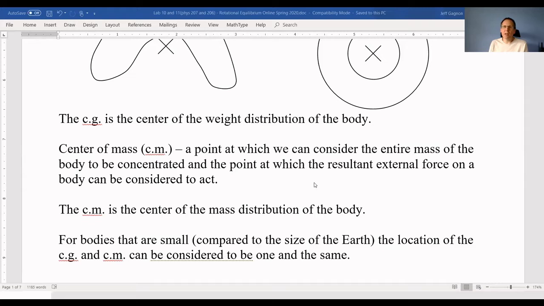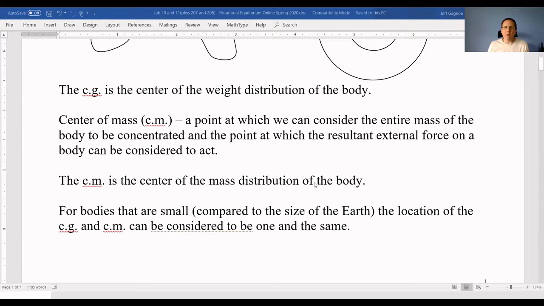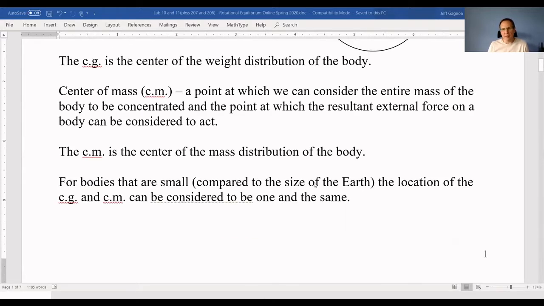It's a point at which we can consider the entire mass of the object to be acting. And you might think, well, what's the difference? It sounds like center of gravity and center of mass are exactly the same thing. Well, remember how we calculate the weight of an object. Center of gravity depends on the weight of the object. Weight is mass times g, the acceleration due to gravity, which we assume is a constant around 9.8 meters per second squared. But it turns out in reality that g is not a constant. As you move away from the center of the Earth, g gets weaker, so that value decreases.